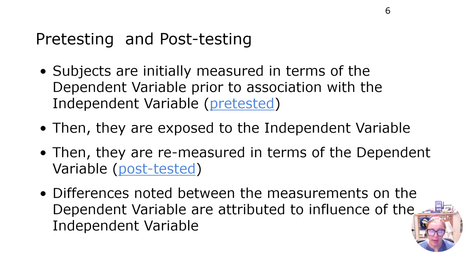So generally what's going to happen is our research subjects are going to be measured, they're going to be pre-tested, measured before the intervention, right? Before we introduce our independent variable. Then they're going to get exposed to the independent variable. And then they're going to be post-tested. We're going to see how that independent variable impacted them.